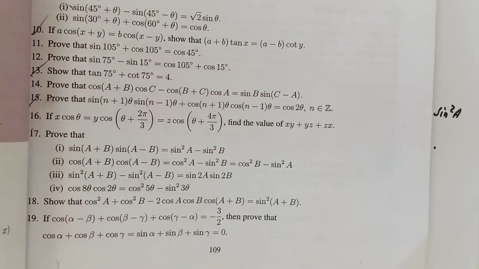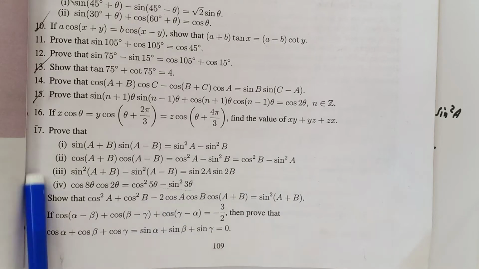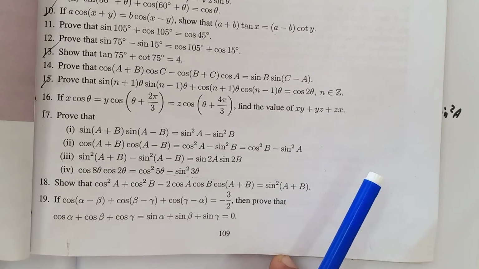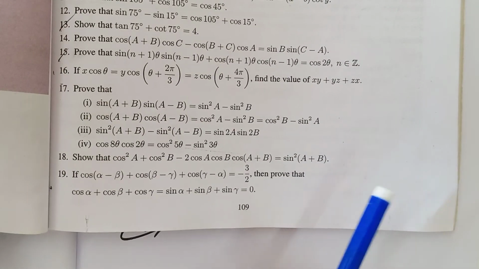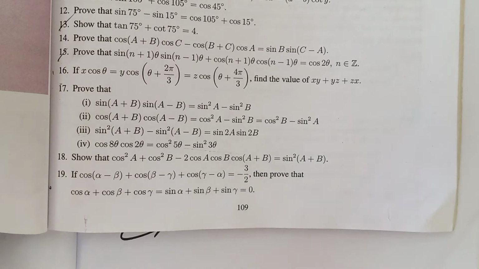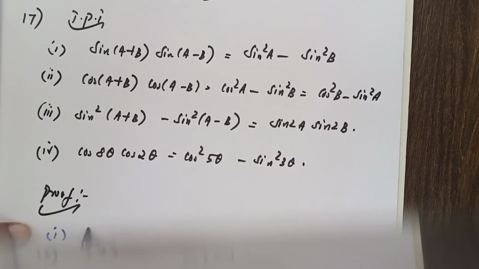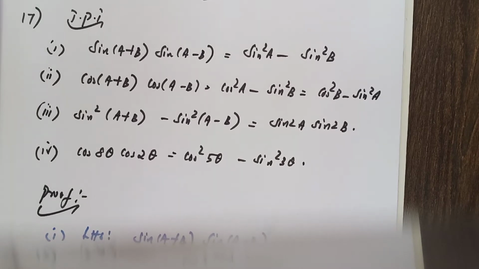Now problem number 17. Prove that, totally 4 subdivisions are there. We can do them one by one. Now subdivision number 1. Consider the LHS, sine of a plus b into sine of a minus b.